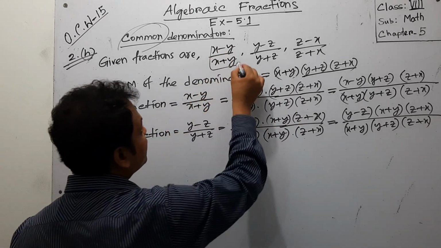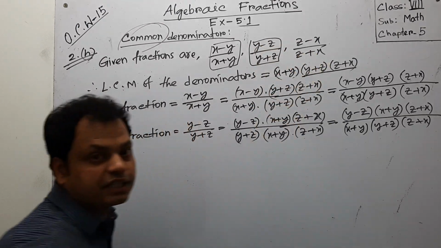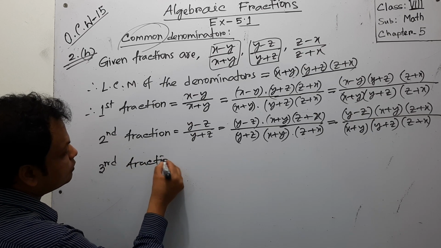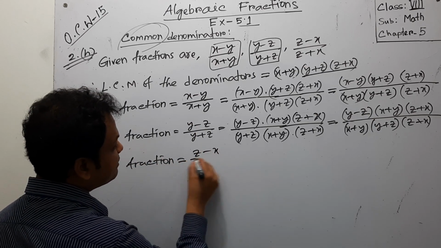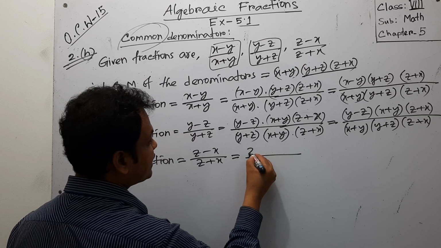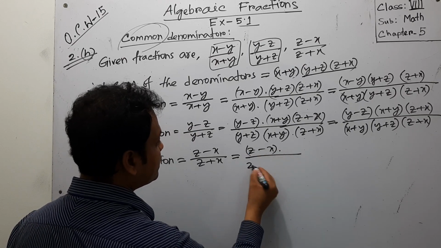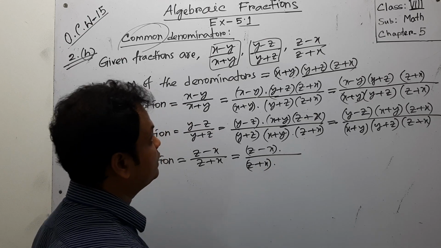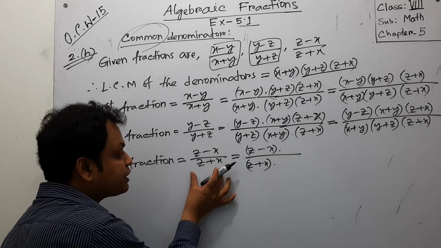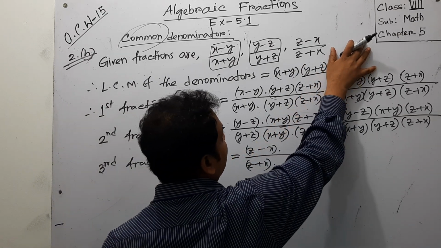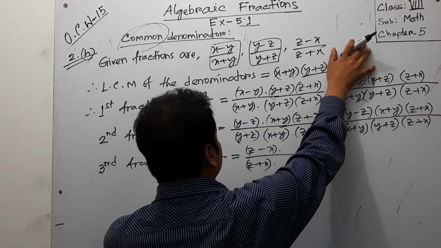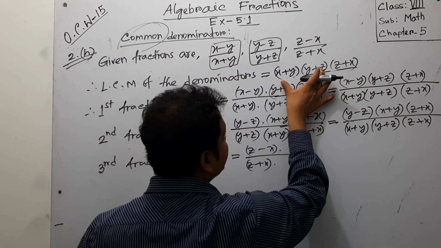Again we have got the first fraction and second fraction, then the third fraction remains. Write the third fraction. Third fraction equals z minus x divided by z plus x equals. So write first what is here: z minus x multiply z plus x. Then divide the LCM by z plus x, the denominator of the third fraction. What is the denominator of the third fraction? Z plus x. Then z plus x will be eliminated. Then what will we get? X plus y and y plus z. So in both the numerator and denominator we will multiply x plus y, y plus z.